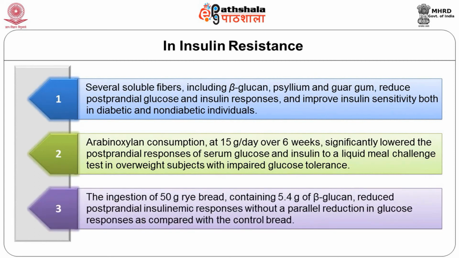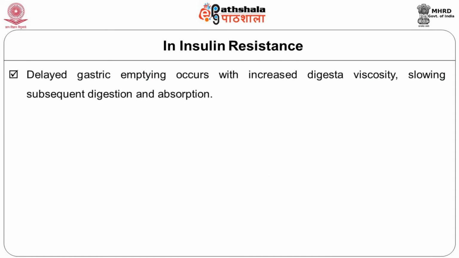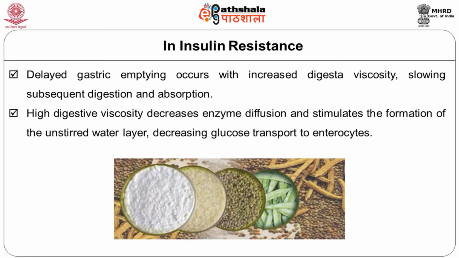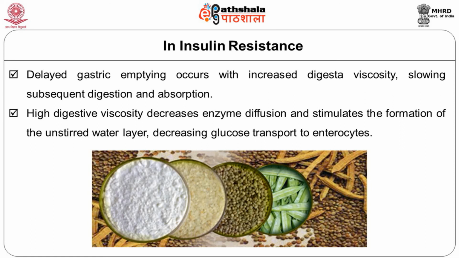In healthy subjects, the ingestion of 15 grams of rye bread containing 5.4 grams of beta-glucan reduced postprandial insulinemic responses without a parallel reduction in glucose responses as compared with the control bread. Delayed gastric emptying occurs with increased digestive viscosity, slowing subsequent digestion and absorption. High digestive viscosity decreases enzyme diffusion and stimulates the formation of the unstirred water layer, decreasing glucose transport to enterocytes.